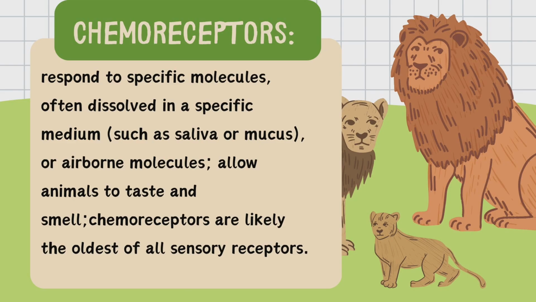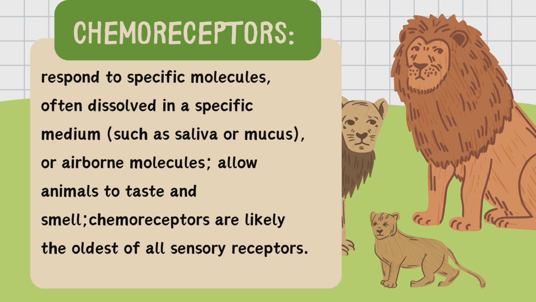I'll be discussing some types of sensory receptors, specifically chemoreceptors, nociceptors, and thermoreceptors. These receptors are special parts of our body that help us detect changes in our surroundings, like taste, smell, pain, and temperature. Let's start with the first one, chemoreceptors.